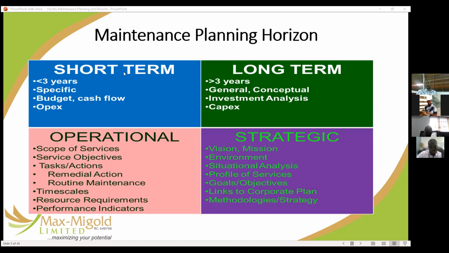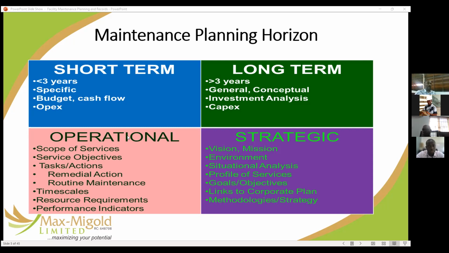So these are more or less like four quadrants or four horizons of maintenance planning: the one that is short-term, the one that is long-term, the one that is operational, and the one that is strategic. Your maintenance could be a short-term maintenance, which is less than 3 years. It has to be specific. It is budget-related. And these are kind of operational maintenance that you carry out with your cash flow. It's more or less like a daily routine. So it is OPEX, that is operating expenditure. Then the long-term maintenance is more or less anything greater than 3 years.